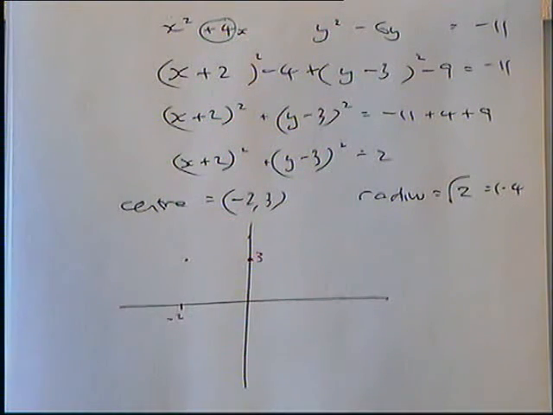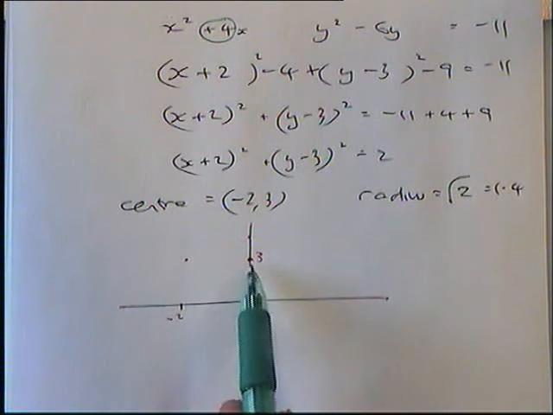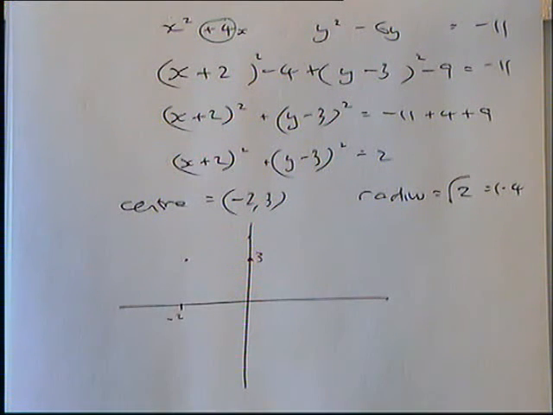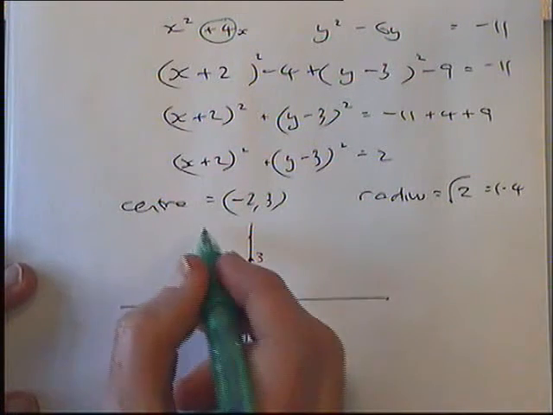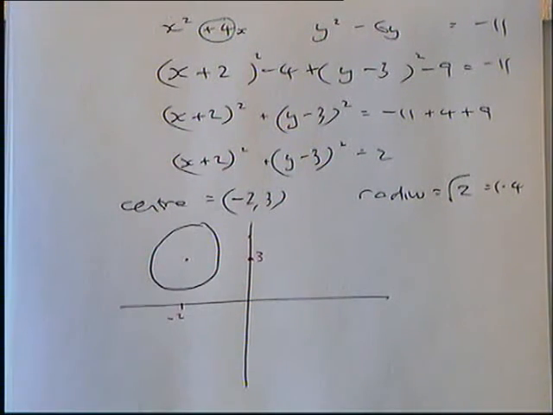So is it going to touch any of the axes? No, because it's got 2 to go that way, 3 to go that way, and it's only going to go 1 point something. So my circle is not going to touch an axis, so it can go there like that.